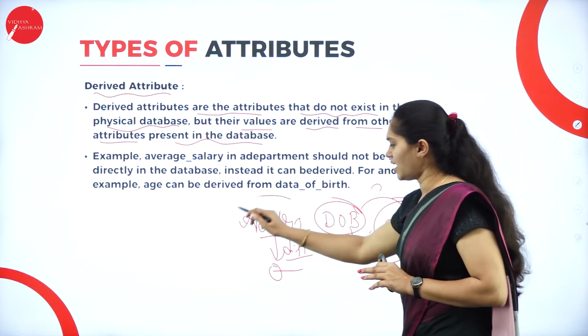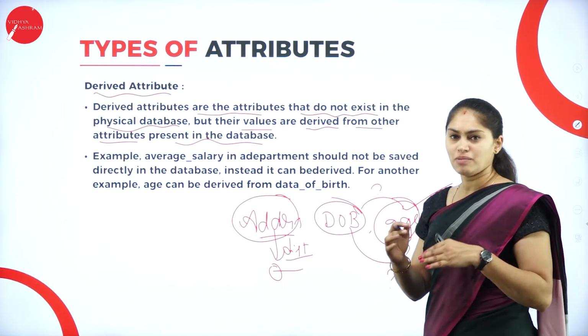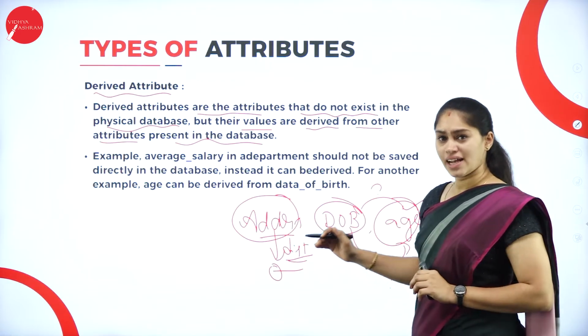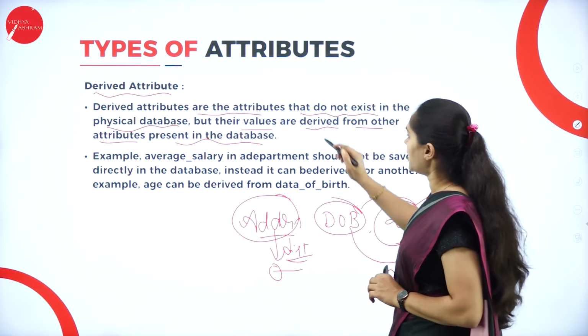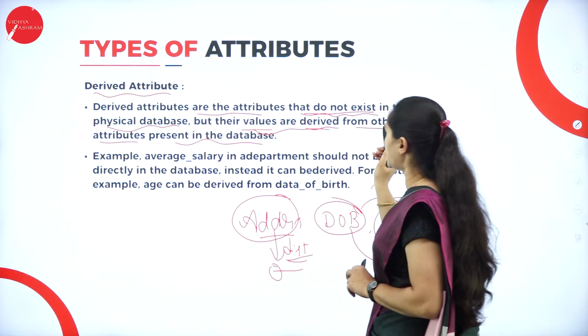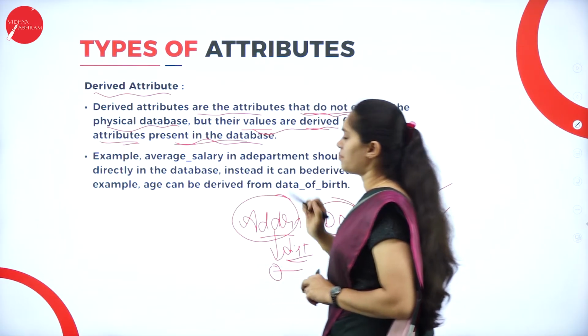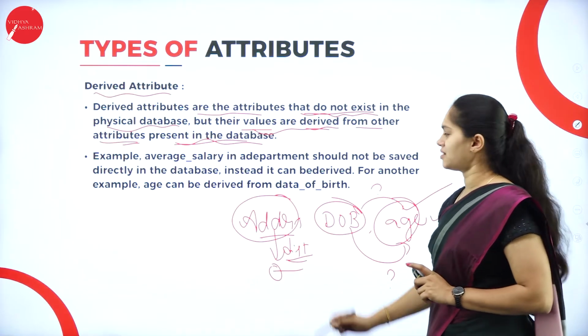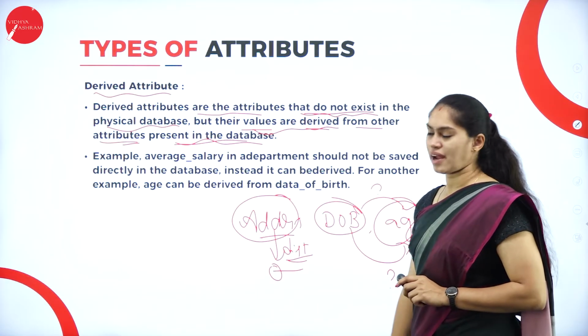Instead of that, if you say the address, then I will map my current address to your address, and I can find the distance. So it is not physically present in the database, but its values are derived from the attributes which are present in the database. This is with respect to the derived attribute.